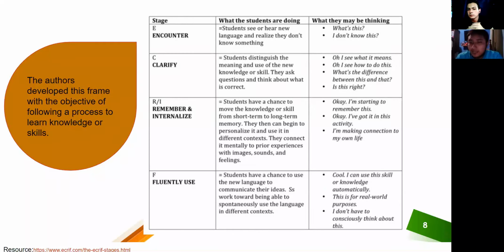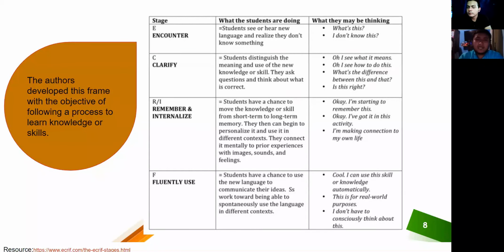So, as it says there, students have a chance to use the new language to communicate their ideas. Students work towards being able to spontaneously use the language in different contexts. And what they might be thinking in this stage is, oh, cool, I can use this skill or knowledge automatically. This is for real world purposes. I don't have to consciously think about this. And they automatically start doing it by themselves without the supervision of someone. They start practicing on their own. That's pretty much the complete process that we follow for whatever thing we want to learn, right?